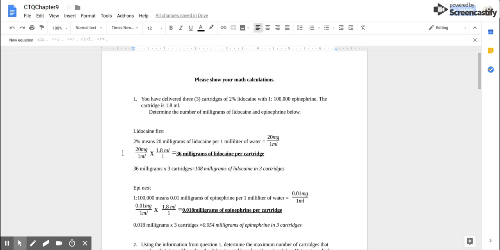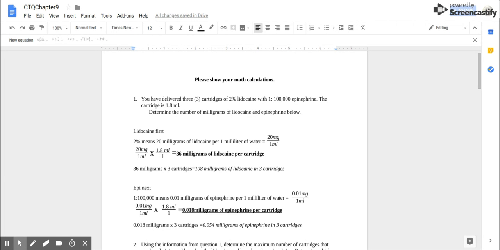But wait a minute, go back and read the question. I delivered 3 cartridges, so I need to go a further step. And because we've delivered more than 1 cartridge, we times it by 3, or the amount of cartridges more than 1 that we've given. So if we've given 2 cartridges, I'd multiply by 2, but in this particular instance, I've given 3, so I multiply by 3. So it's 36 milligrams of lidocaine per cartridge times 3 cartridges, and that gives you 108 milligrams of lidocaine in 3 cartridges. So that's the answer for the number of milligrams of lidocaine that you've given.